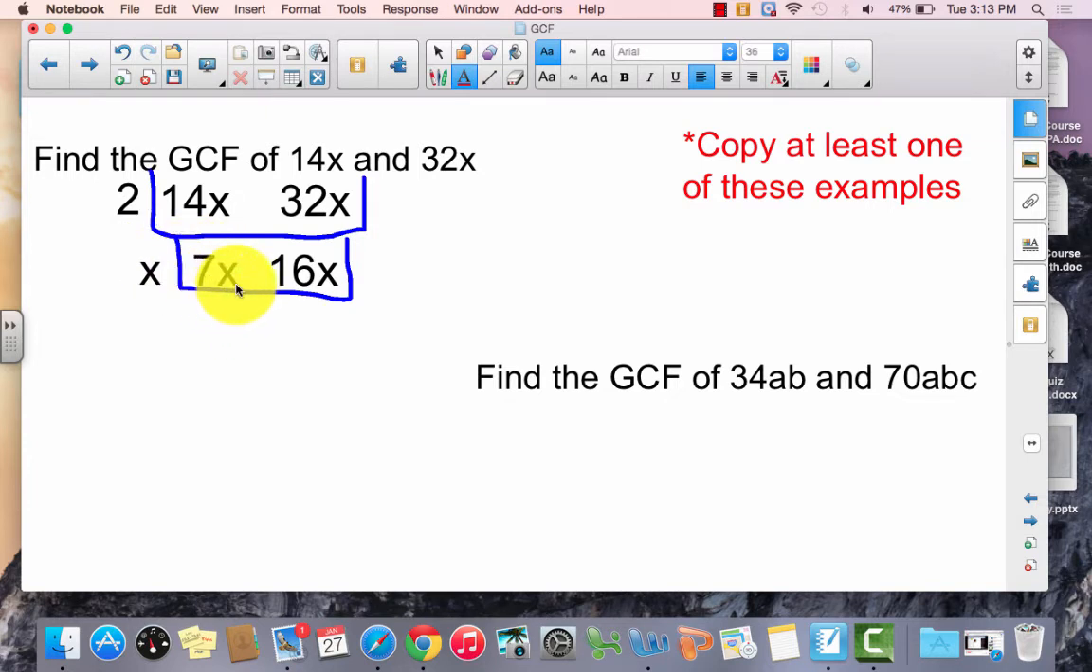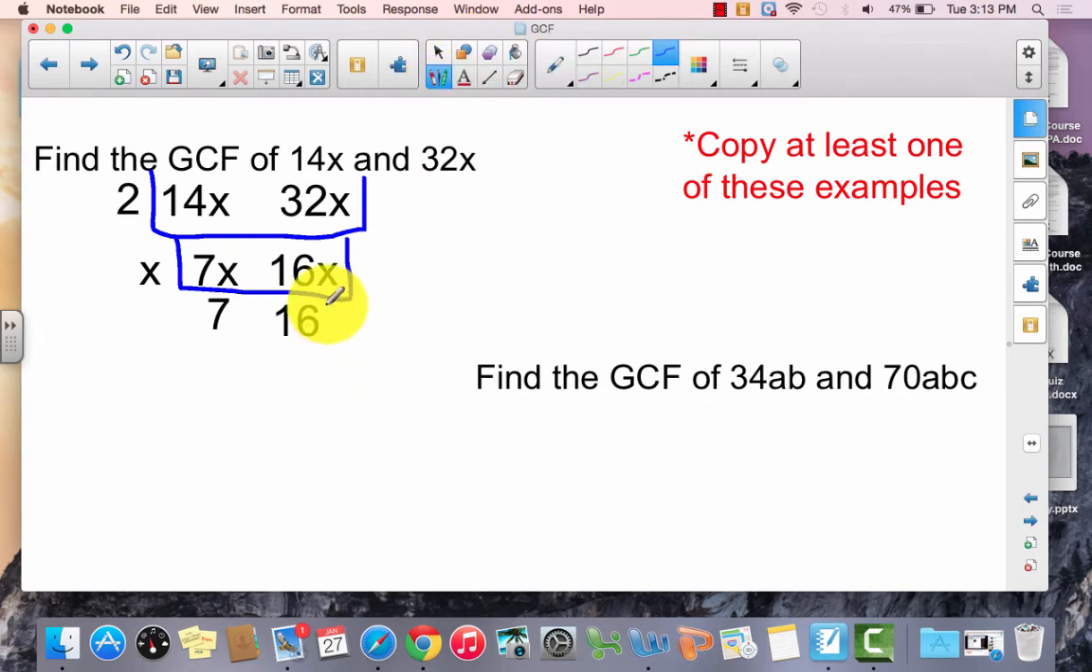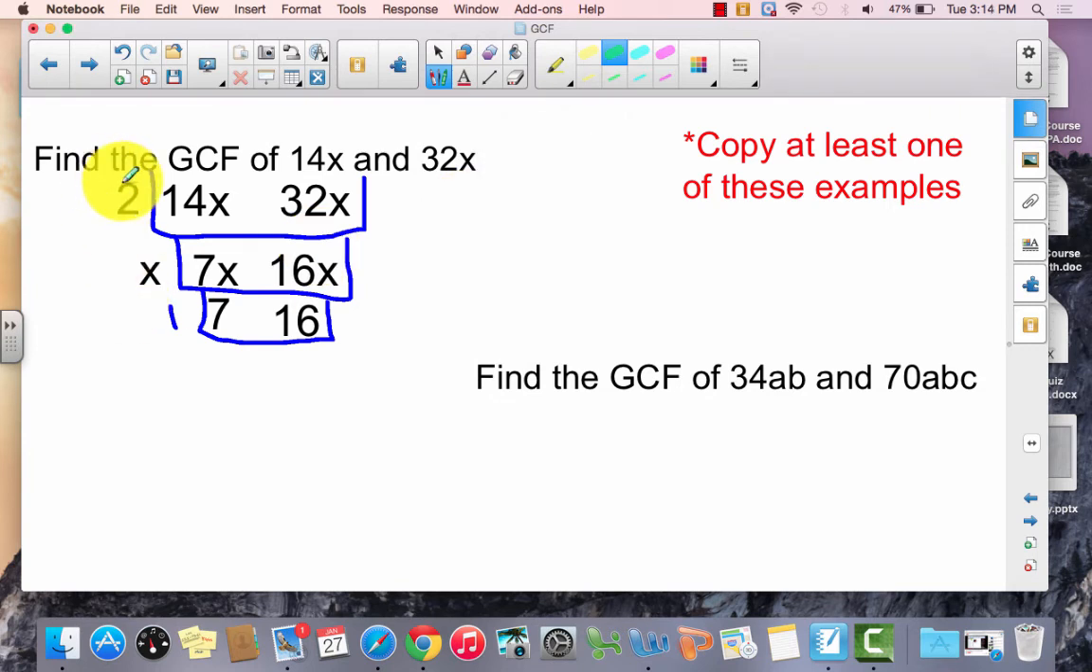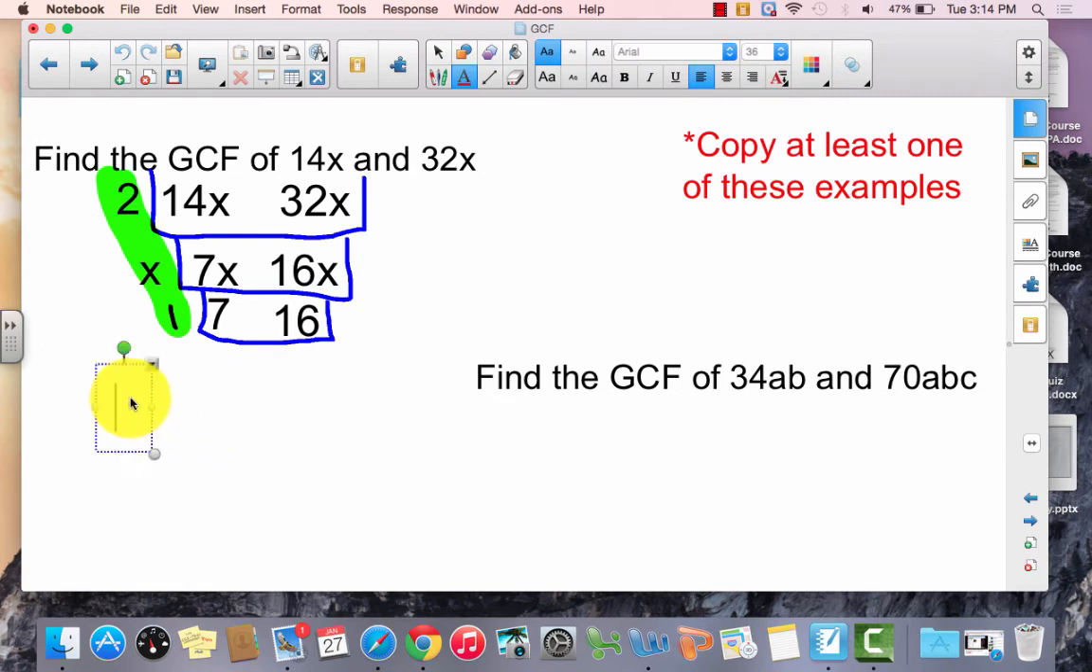Now, if 7x had one x in it and I took it away, I'm going to be left with a plain 7. If 16x had one x in it and I took it away, I'm going to be left with 16. And I'll draw my next layer of cake. As we said before, 7 and 16 don't have any common factors other than 1. So just like before, I'll multiply together the terms on the outside here, and that will give me my GCF. 2 times x times 1 is 2x.